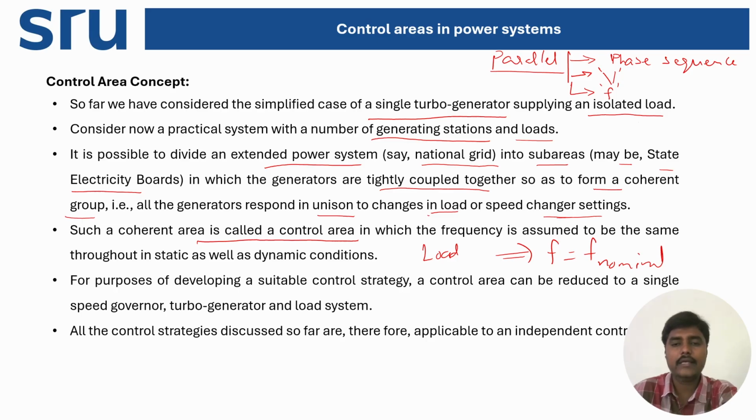If it is the Indian grid, it is 50 Hz, and if it is the US grid, it is 60 Hz. For this case, to develop a suitable control strategy, the control area can be reduced into a single speed governor, turbo generator, and load system. All the control strategies we have discussed so far are applicable to an independent control area. The PI controller or other LFC controllers we have seen in the previous lectures are all suitable for independent control areas.